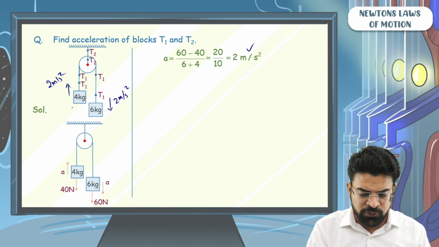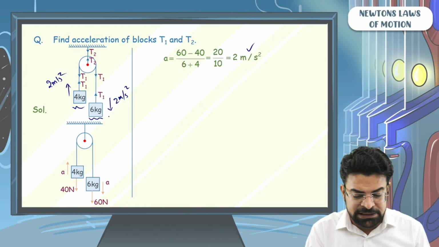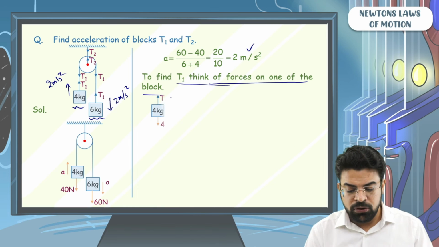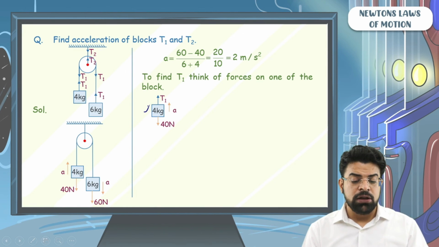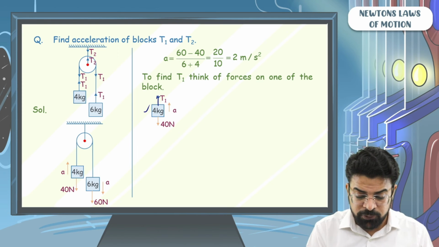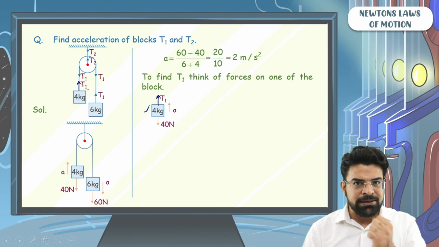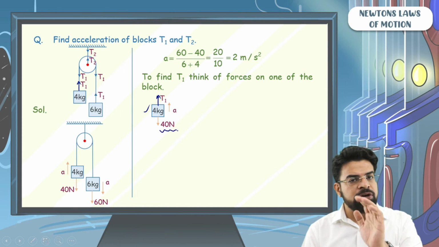Either we can make the force equation on the 4 kg block, or on the 6 kg block. Let's say to find T1, think of forces on one of the blocks. Let's say we look at the forces on the 4 kg block. On the 4 kg block, there is an upward force of tension T1. There is a downward force of gravity mg, and the mass is 4. So the downward force of gravity will be 4 into 10, that is 40.